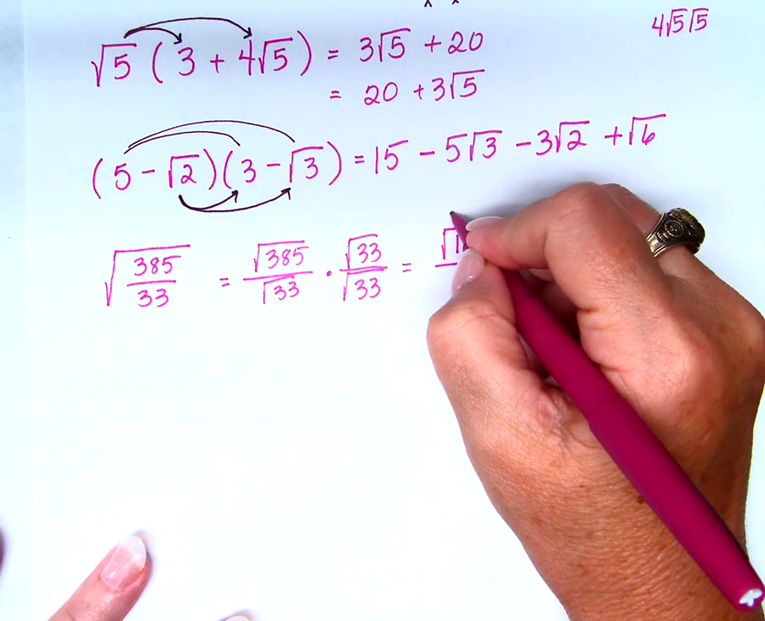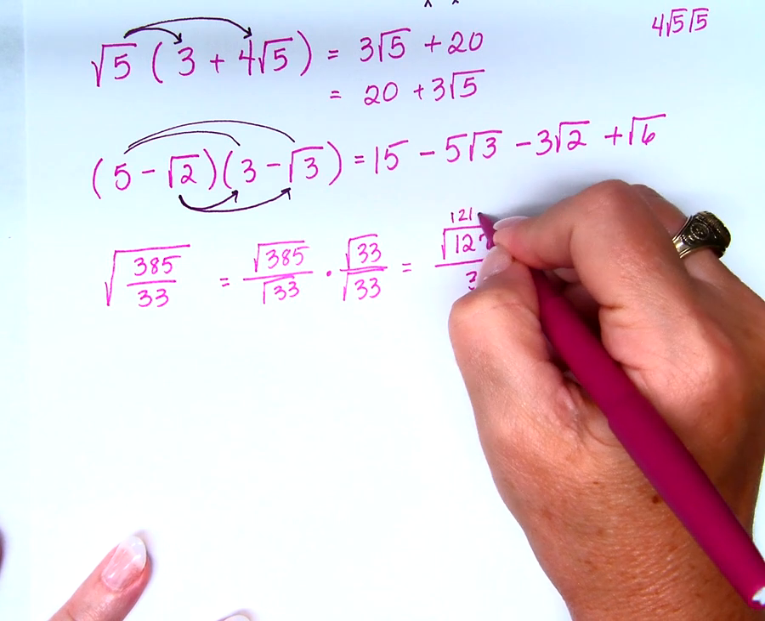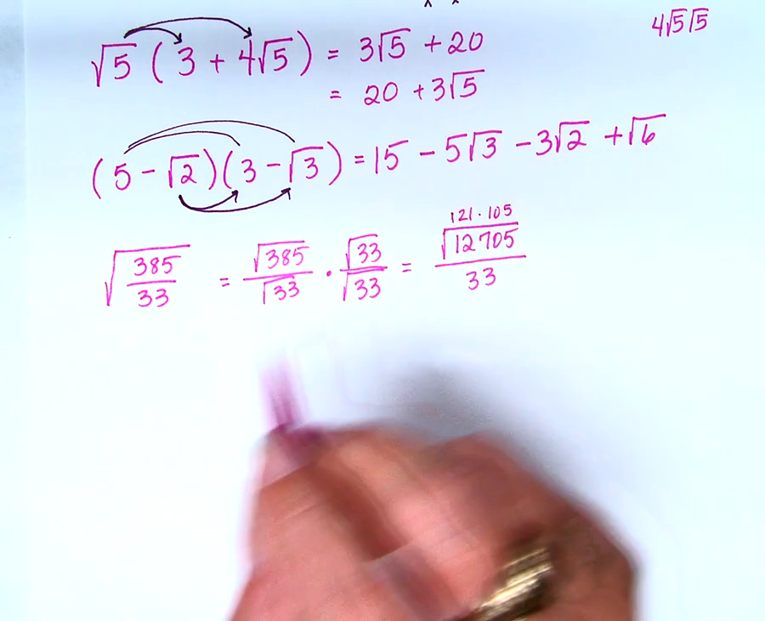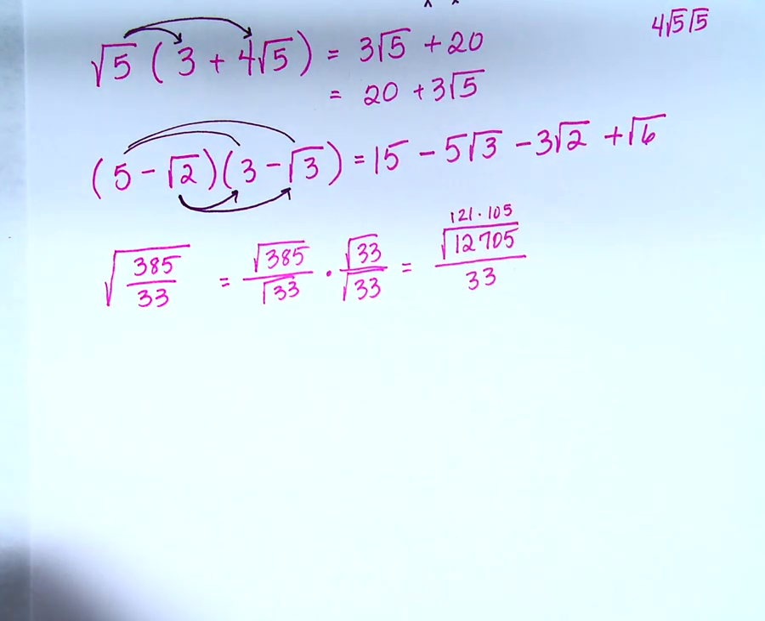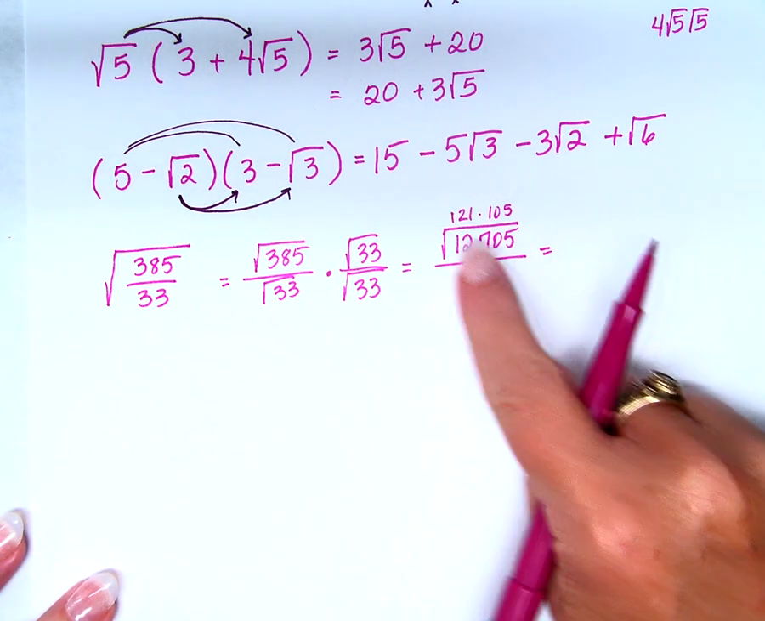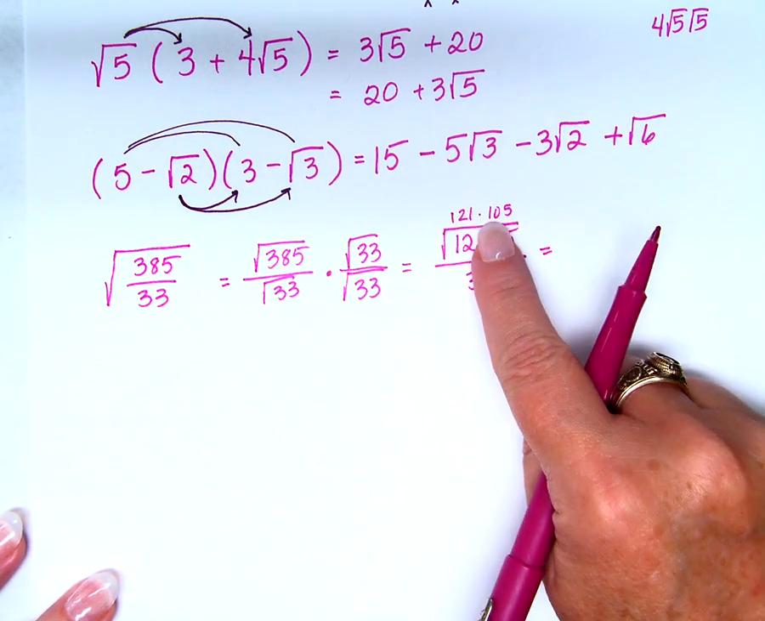So this is 121 times 105, right? Now, remember with me real quick, where did I get those numbers that I just assigned to all of you? Those are the squared numbers. Those are numbers that we know the square root of, right? So that's what we're thinking about when we're trying to figure out if I can simplify a radical. Okay? So 12,705 is 121 times 105.